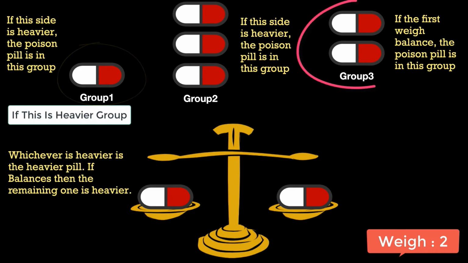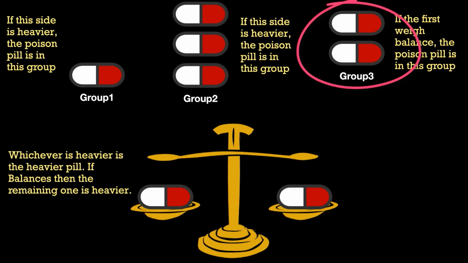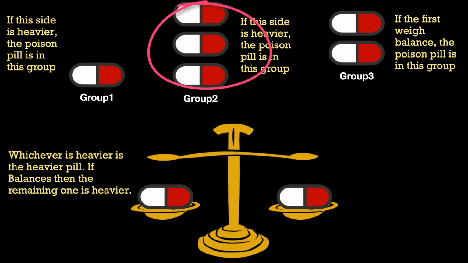So to simplify, if the poisonous pill is in group 3, balance 7 against 8; the heavier one is the poisonous pill. If the poisonous pill is in group 2, balance one of the pills against another in the same group. If they are the same, then the poisonous pill is the one not weighed. If they are different, the heavier one is the poisonous pill. Only 2 weighings are required to find the poisonous pill.